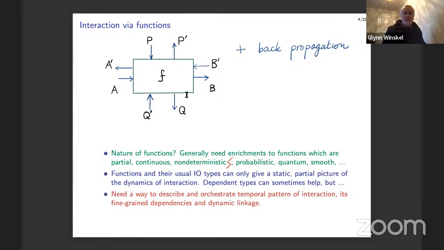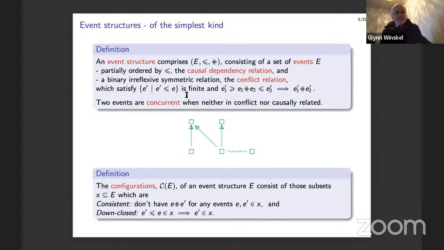Okay, but another point is that functions perhaps are a little static in the way that they describe the dynamics of interaction. Through dependent types, you can help this to some extent by making functions depend on the previous occurrence of certain input and so on. But I think that we would like, in general, a way to describe and orchestrate the temporal pattern of interaction, the fact that the linkage that you're seeing a bit of here could change dynamically, and moreover better capture the fine-grained dependencies there might be between these various linkages and functions.